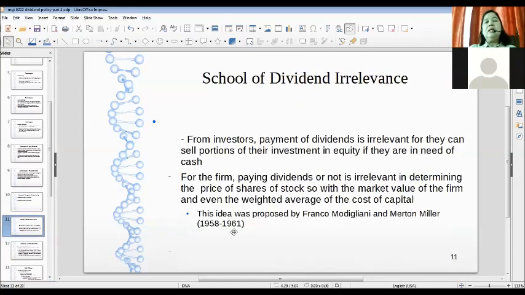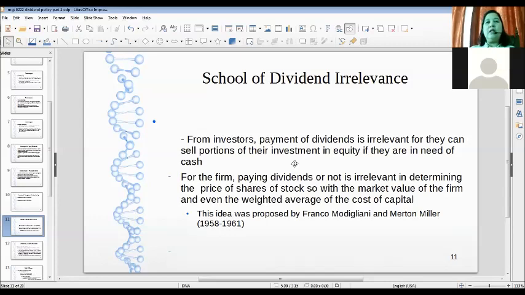Okay, let's talk about the school of dividend irrelevance. In this, from the investor's point of view, payment of dividend is irrelevant. Okay, para doon sa mga investor, irrelevant daw. Why? For they sell portions of their investment in equity if they are in need of cash. They don't care about the dividend because if they want money, they can easily sell their shares of stocks. Okay? Para maging liquid yung kanilang stocks, magkakaroon na sila agad ng cash by simply selling it.